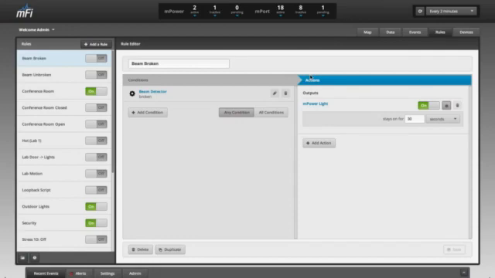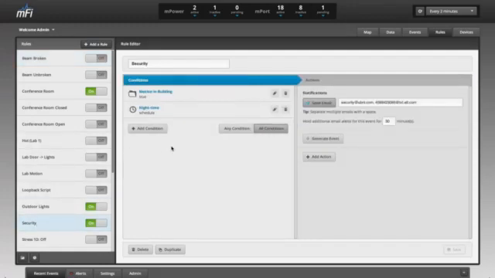The mFi platform combines its monitoring and control capabilities to perform automation. Automation rules are managed using a graphical interface, requiring no programming. Rules comprise conditions, such as sensors and schedule times, and actions, such as turning on and off lights and machines.